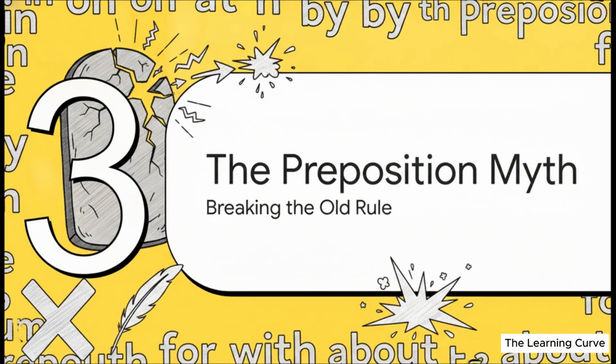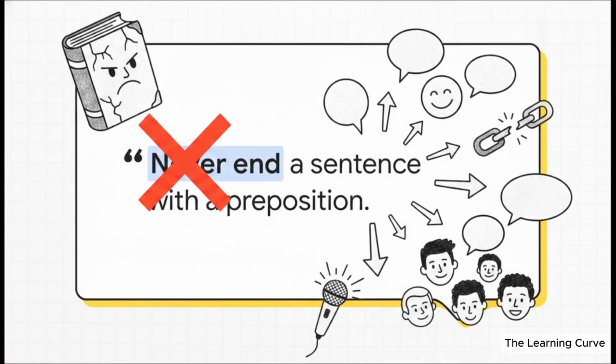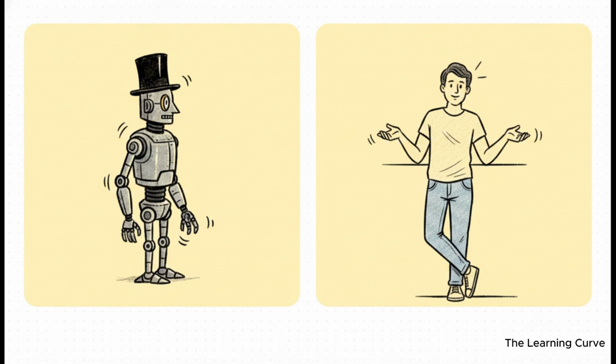Okay, let's dive into Section 3, the great preposition myth and breaking the ultimate old rule. This is honestly the most controversial part of our explainer today. You have almost certainly heard this absolute rule from traditional grammar teachers: never end a sentence with a preposition. It has been repeated in classrooms for literally generations. But we're going to see right now why clinging to this outdated advice can actually hurt your communication and make you sound incredibly unnatural. Just listen to the contrast here.